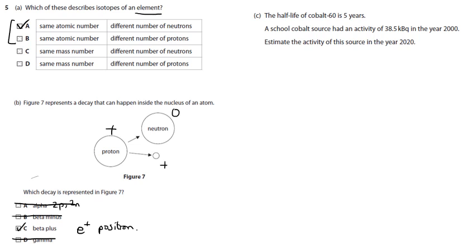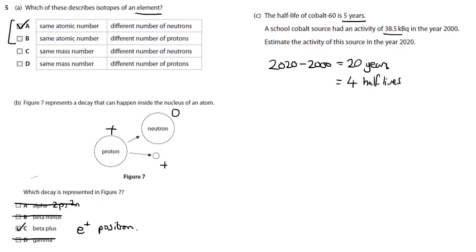And part C, the half-life of cobalt-60 is 5 years. A school cobalt source has an activity of 38.5 kilobecquerels in the year 2000. Estimate the activity of the source in the year 2020. Okay, so first of all, how many years have passed? That's 20 years. And the half-life is 5 years. So 20 over 5 is the same as 4 half-lives. Okay, 5 plus 5 plus 5 plus 5 is 20 years. So 4 half-lives have passed.